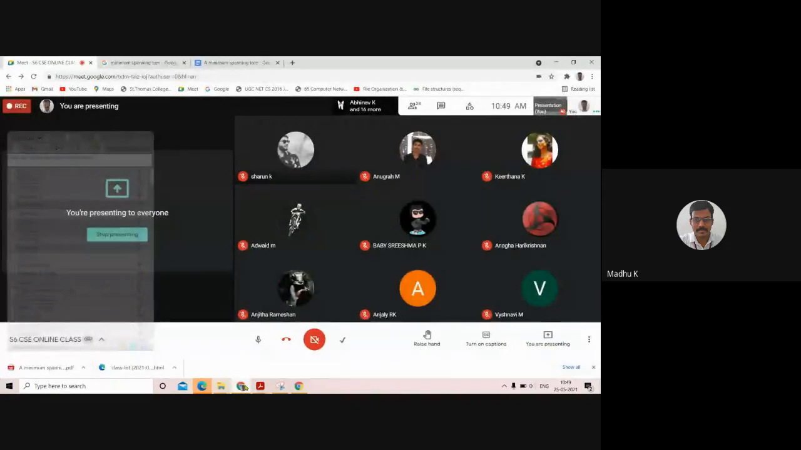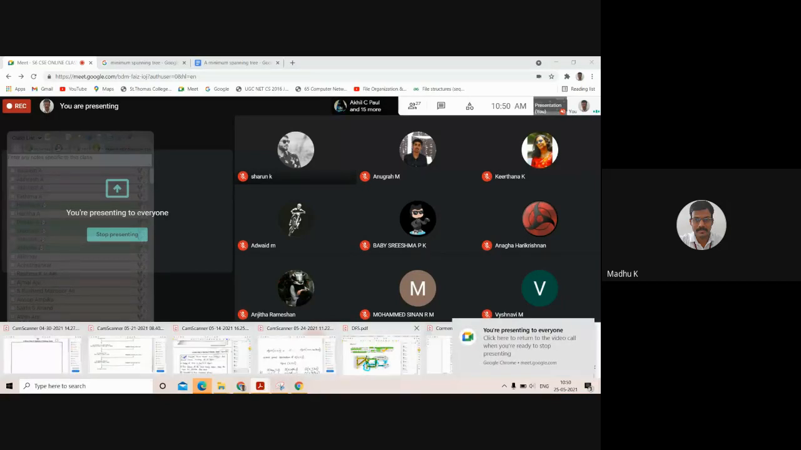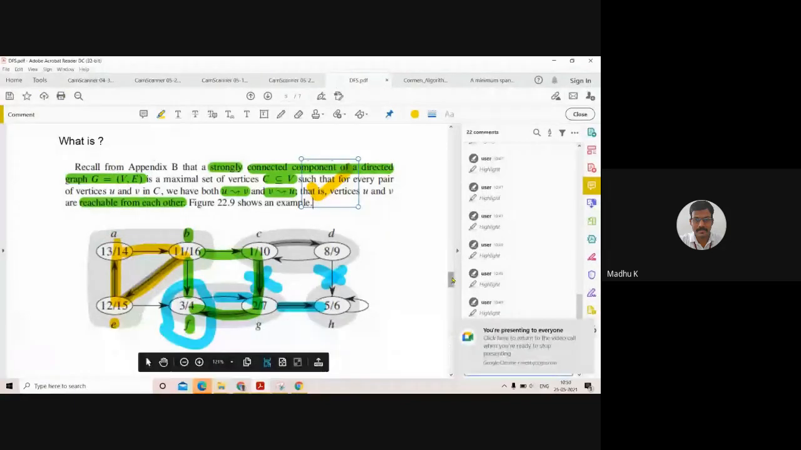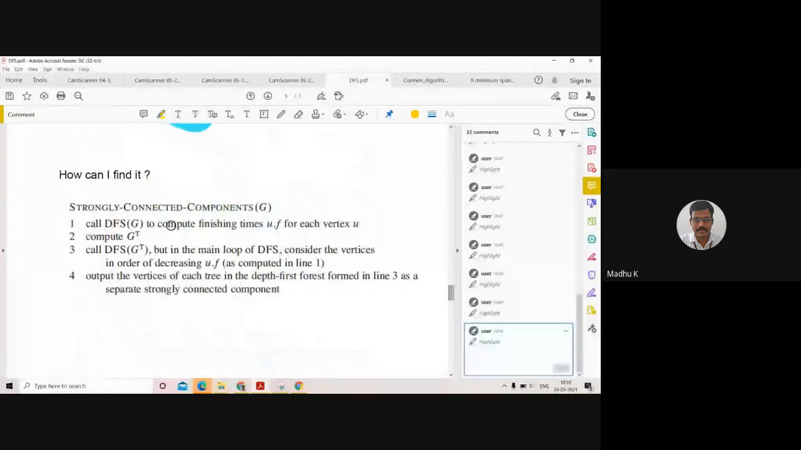Next I'm discussing how we can find the connected components using an algorithm. This is the algorithm we want to use. This is called the strongly connected component algorithm.